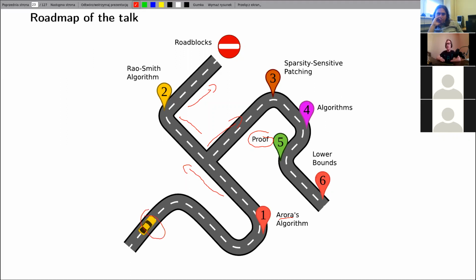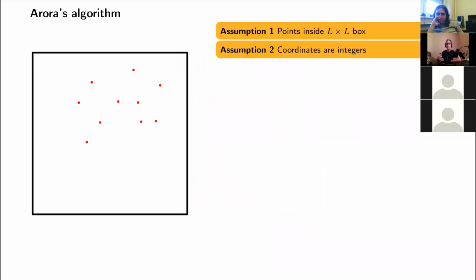So buckle up and let's go for this ride through the TSP regime. Right. So now I will present to you Arora's algorithm.